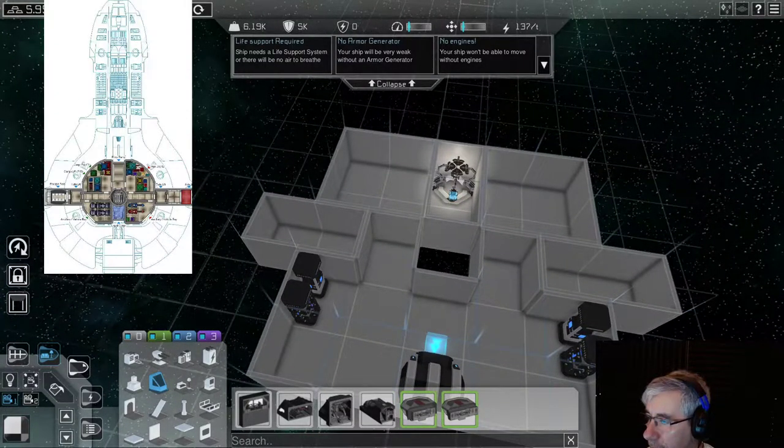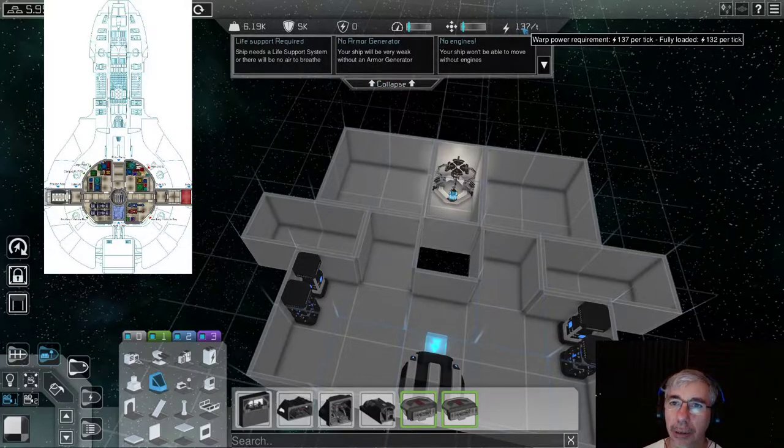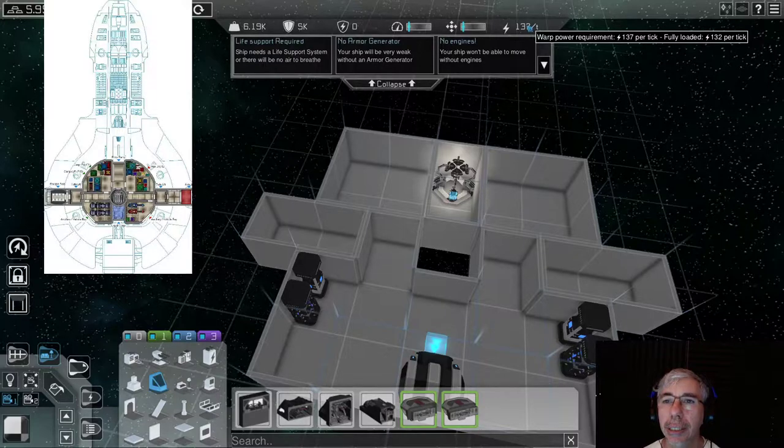But the other part of the warping is that when the ship is in warp, it will drain more energy than usual, and the extra energy that it drains is displayed right here at the top. So this ship will require 137 energy units per tick, and if it's fully loaded, that's curious, it's less. Okay, but I think this calculation is currently not accurate because we don't have any cargo.